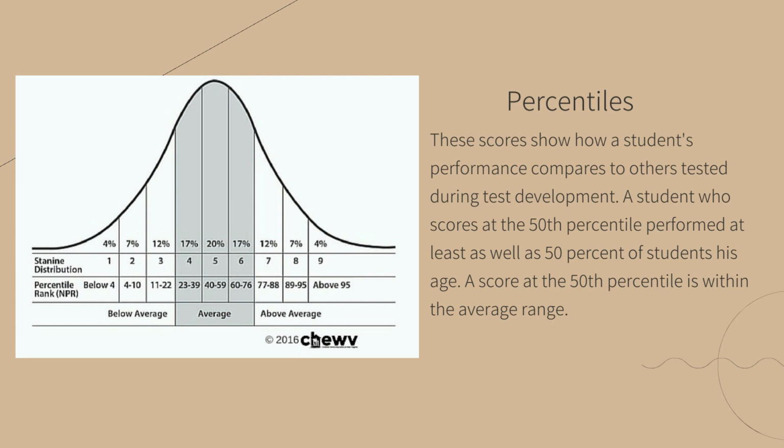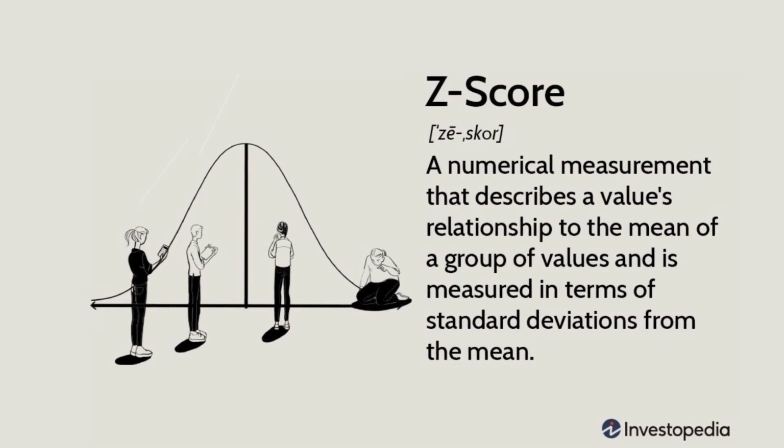We also have percentiles. These scores show how a student's performance compares to others tested during test development. A student who scores at the 50th percentile performed at least as well as 50% of students his age. A score at the 50th percentile is within the average range. For example, if you score 75 points on a test and are ranked in the 85th percentile, it means that the score 75 is higher than 85% of the scores.